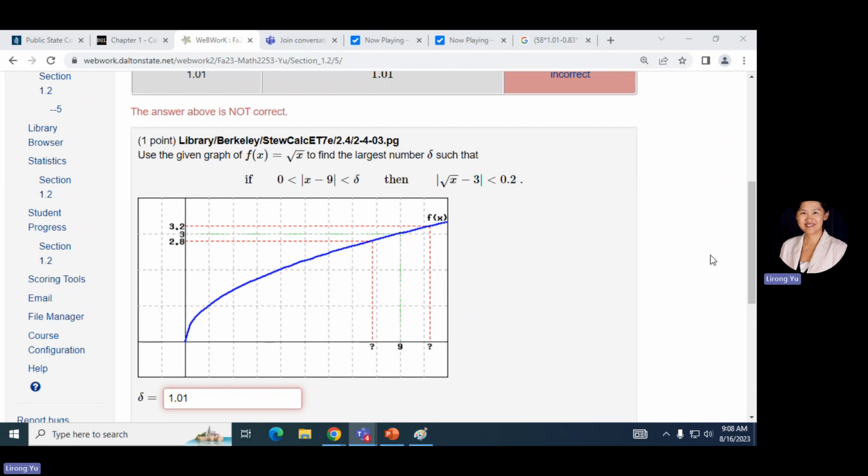Now it's time for some calculations. Anybody? This must be 0 point something. Where is the 9 coming from? It's in the limit. We're trying to make x close to 9, so if x is close to 9, then the root of x will be close to 3.